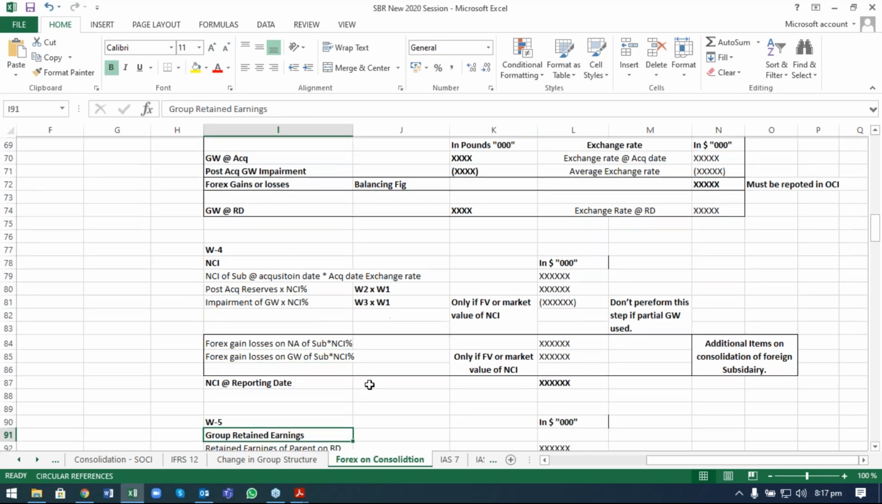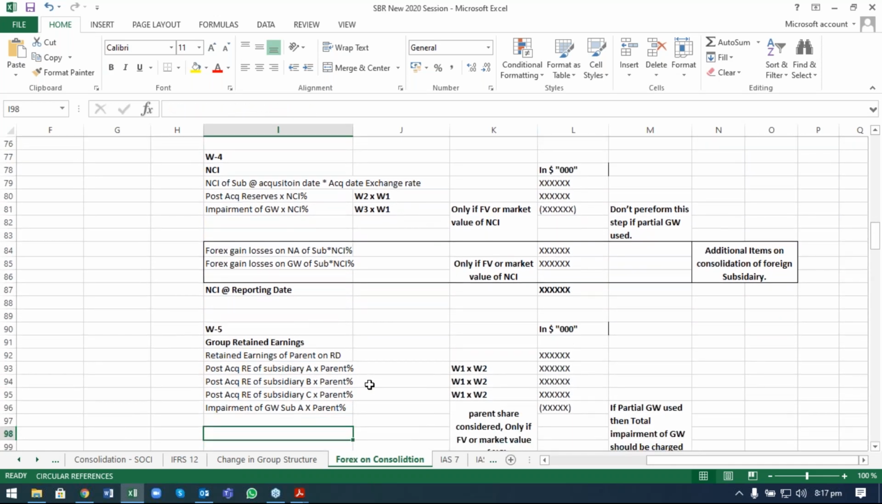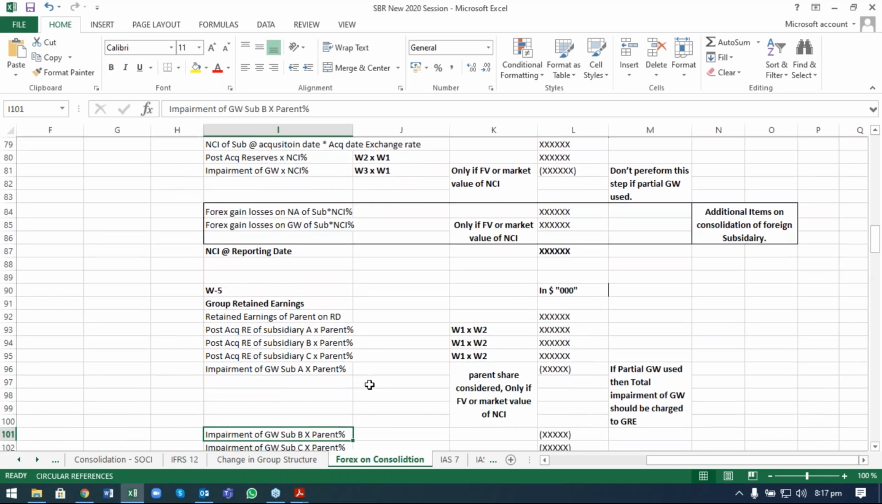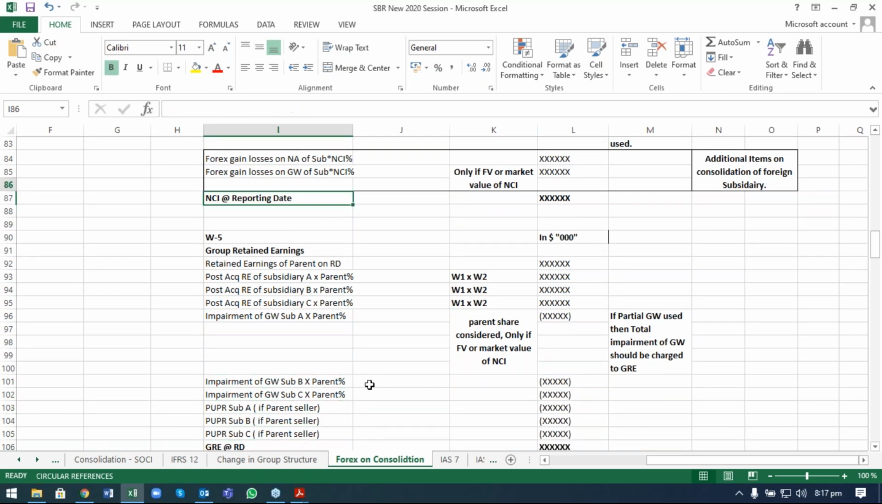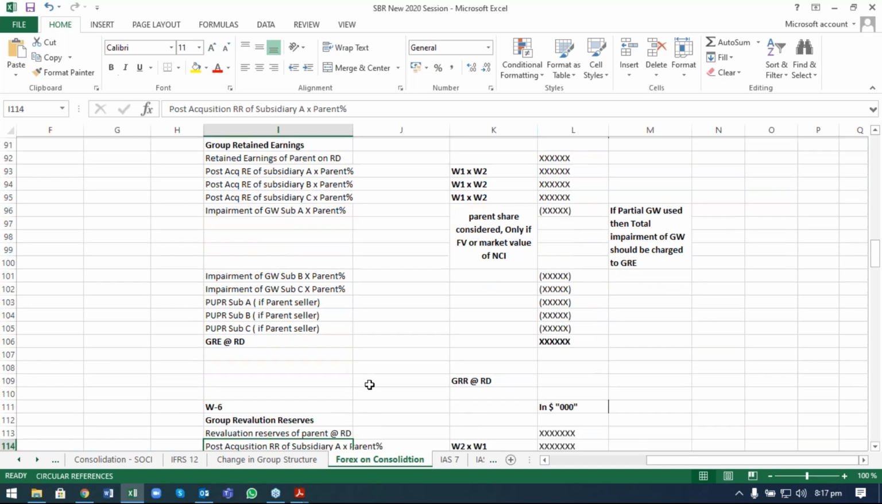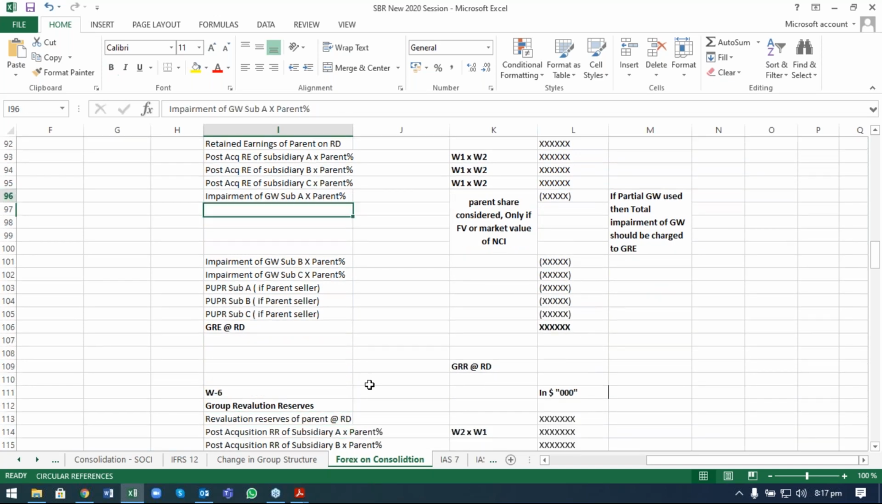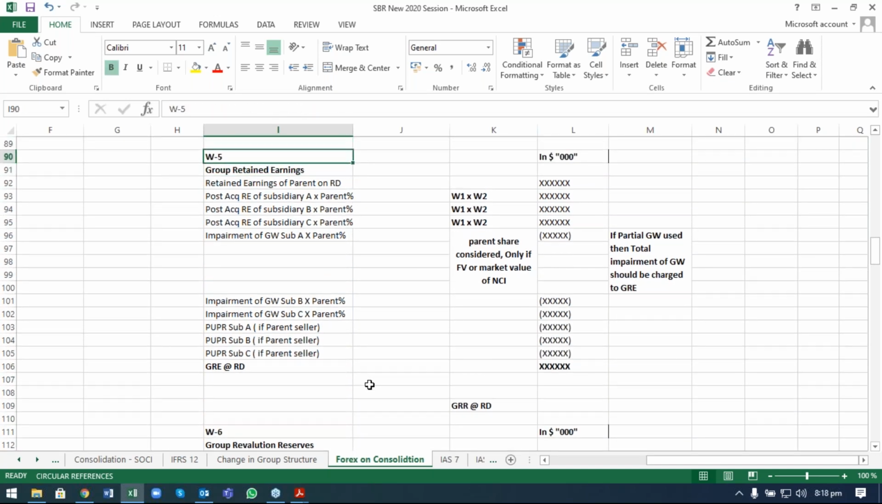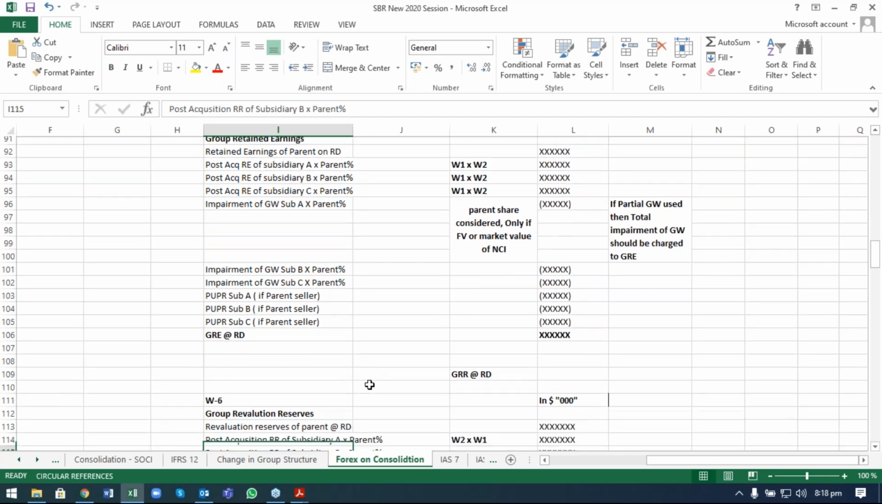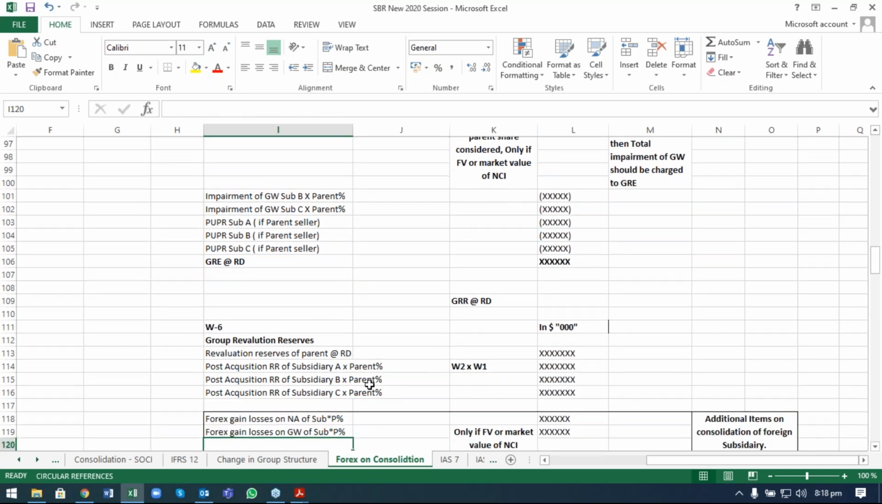Another thing you need to perform when you are translating a foreign subsidiary is to add your foreign exchange gains and losses to working number 6, that is the group revaluation reserve. Why? Because this is retained earnings, and we are not going to update other comprehensive income within the retained earnings of the company. If there are gains or losses reported in other comprehensive income, those must be assigned to group revaluation reserves or group other reserves, not to the retained earnings.